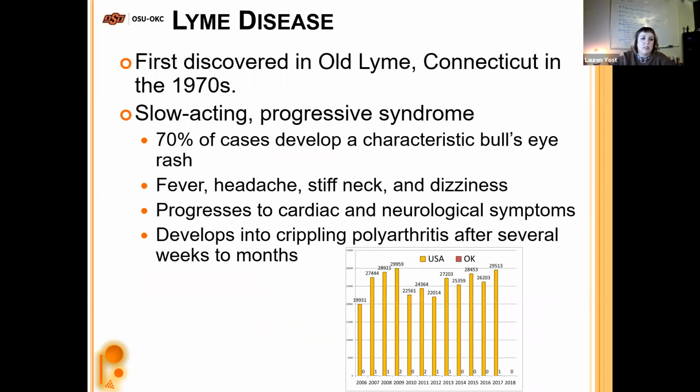Moving on to Lyme disease, this was first discovered in Old Lyme, Connecticut in the 70s. It is slow acting and progressive. About 70% of cases develop a characteristic bullseye rash, which is on the next slide. We have fever, headache, stiff neck, and dizziness associated with it, and it will eventually progress to cardiac and neurological symptoms. This can develop into crippling polyarthritis after several weeks to months of infection.